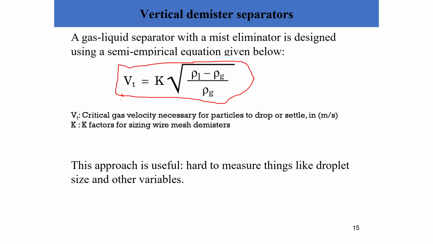This approach is very simple. As you can see, the equation is very simple, but the main issue with this approach is that you cannot always predict exactly the size of the water droplet. And the K value will be obtained from a table that we will see in the next slide.